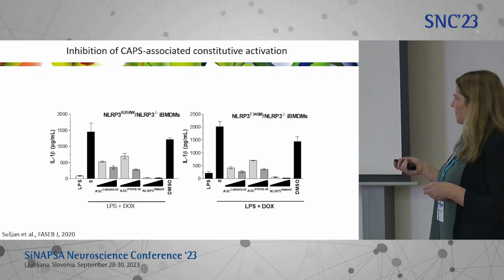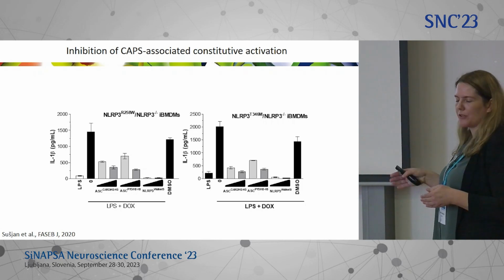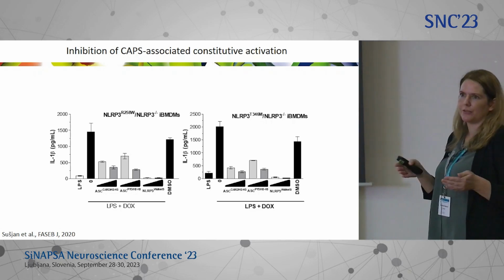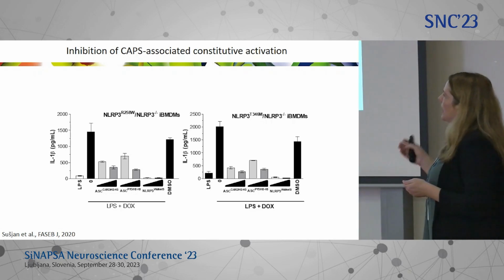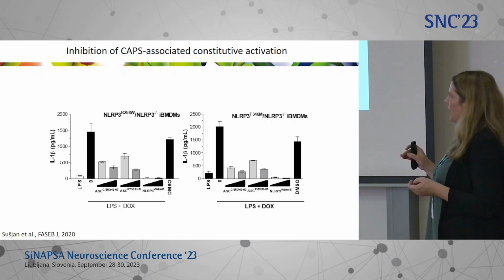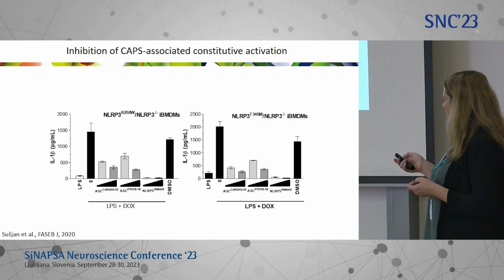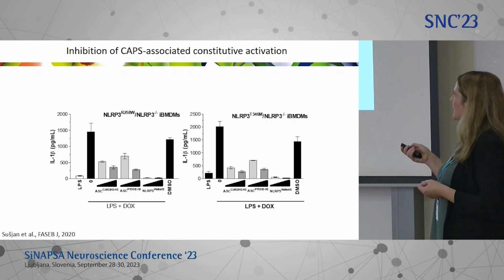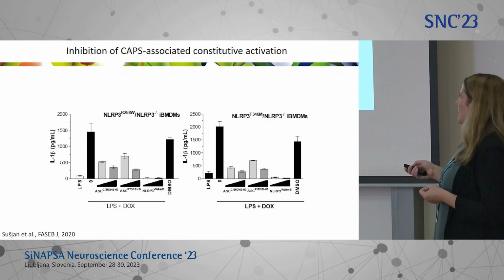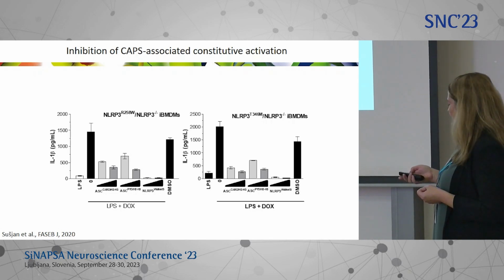We have made a number of these models. So we use mouse macrophages that are deficient in NLRP3, and we introduce mutant or wild-type NLRP3 back to them. When we induce the expression of NLRP3 by addition of doxycycline, we either do not get activation when we have wild-type, or we get constitutive activation in the case of CAPS mutants. We have 20 of those. I'm showing just 2. So basically, these peptides were also able to very well inhibit CAPS-associated constitutive activation.